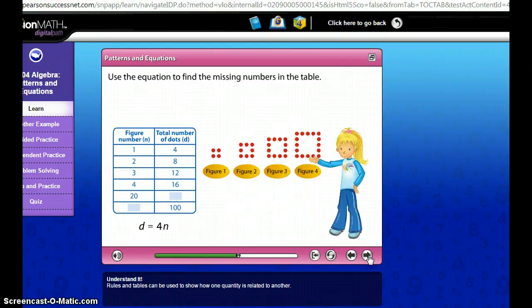Use the equation to find the missing numbers in the table. For the one where we had 100 dots and had to figure out the figure number, this says 4n equals D, which is the number of dots. That's the same thing as D equals 4n. Either way, you're going to get the same answer, whether your 4n comes first or your D comes first.